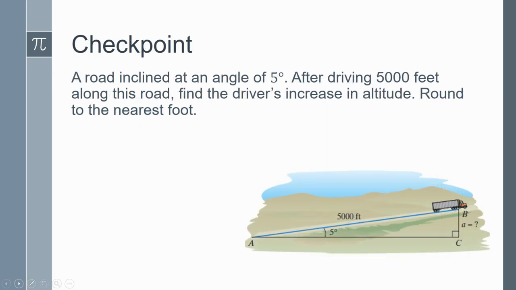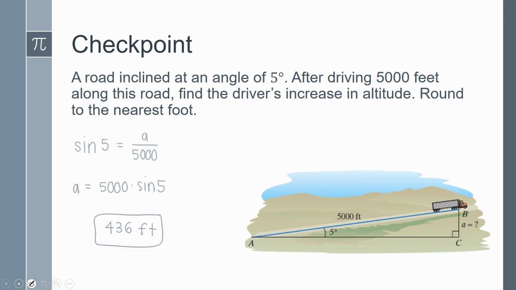All right, pause the video, try this. It says a road is inclined at an angle of 5 degrees. After driving 5,000 feet along the road, find the driver's increase in altitude, rounded to the nearest foot. Hopefully you understood that we were given the angle, we were trying to find the opposite side, and we were given the hypotenuse, so we'd use sine this time. Once again, we're in degree mode, but there's no need to hit that second button because I was giving you the angle. Rounding to the nearest foot, 436 feet.